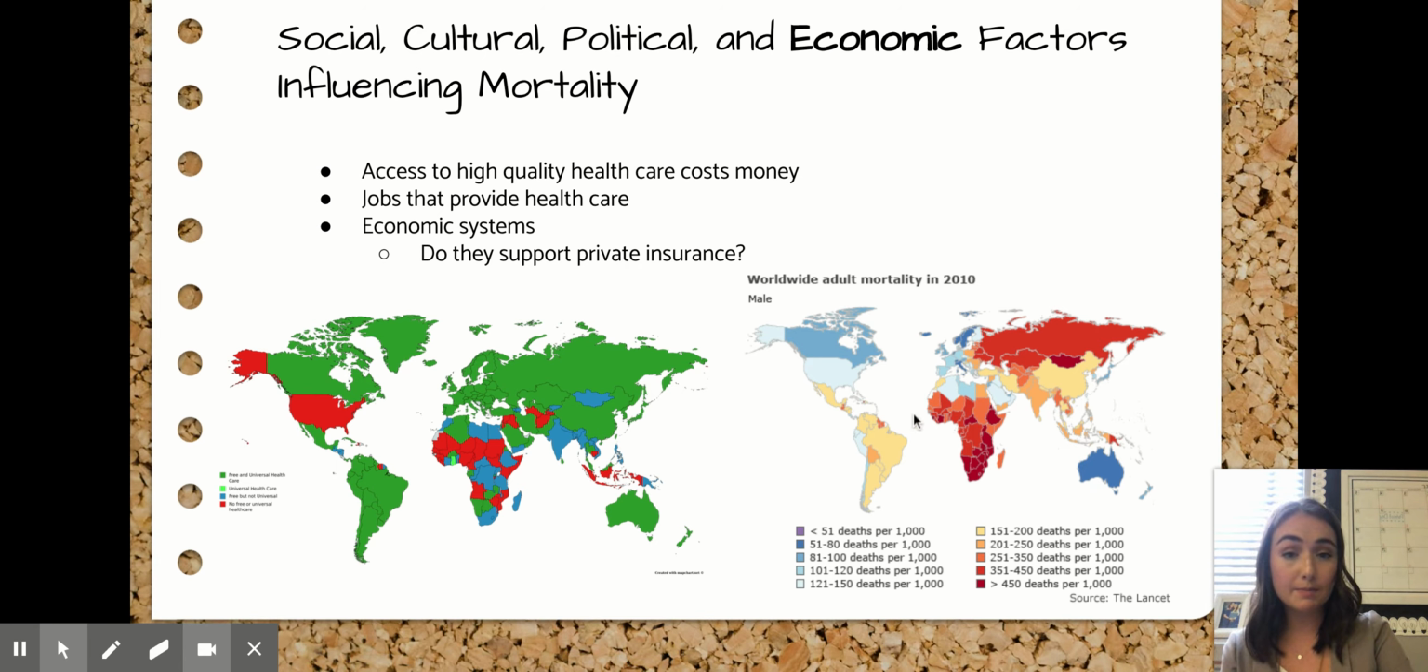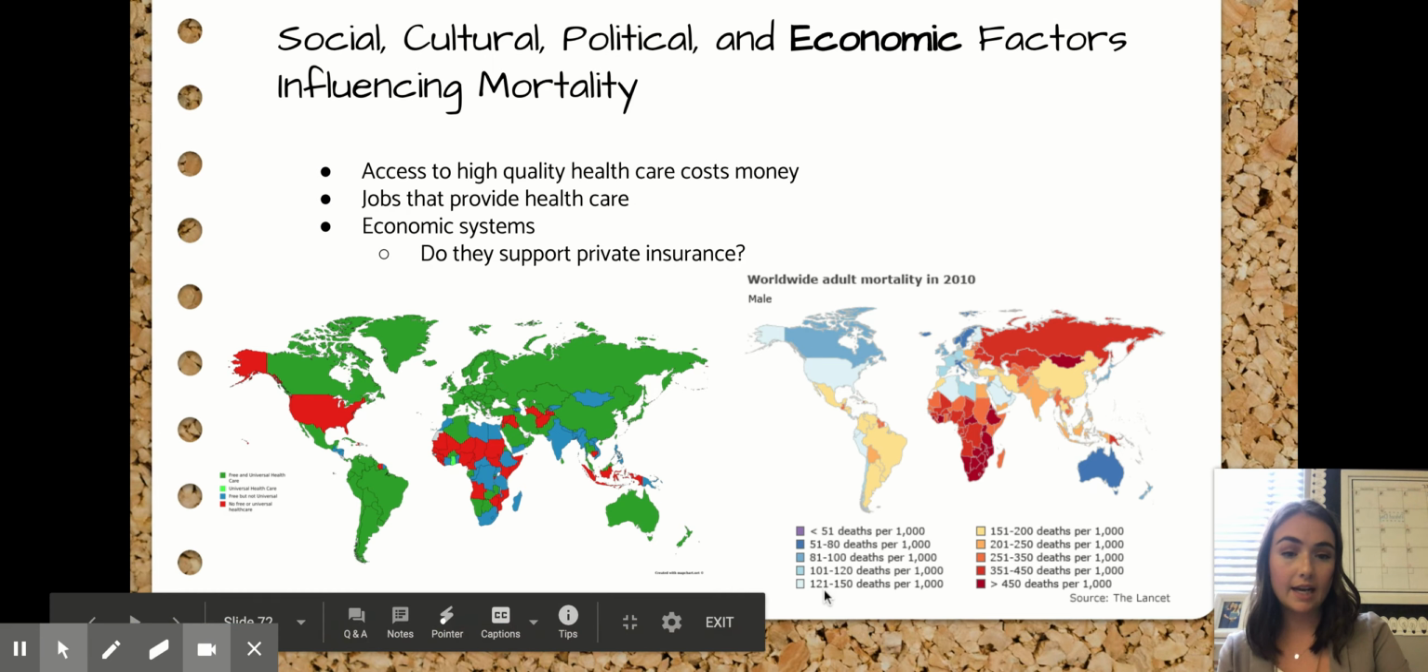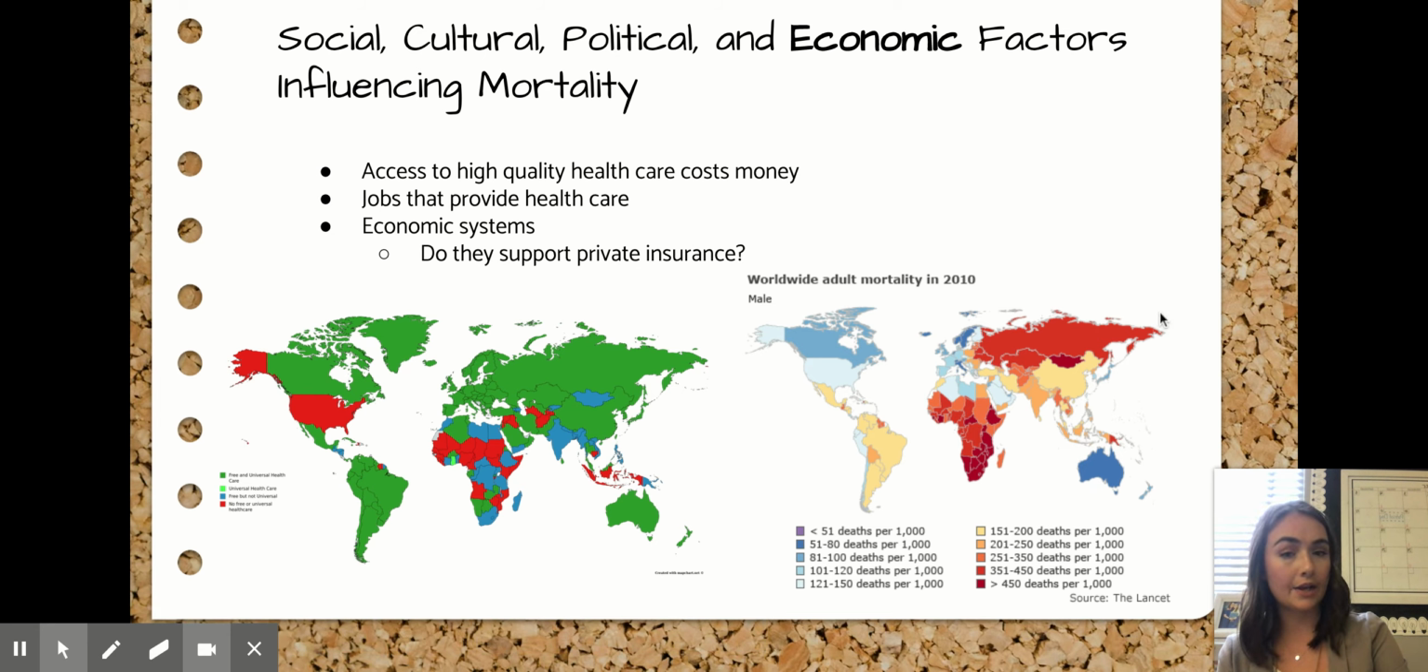If you look at this map, which is worldwide adult mortality of males in 2010, you will notice, interestingly enough, that there are several countries that have no free or universal health care that have a really low mortality rate, whereas countries who have free and universal health care, their mortality rate is actually higher than a lot of countries without free or universal health care.